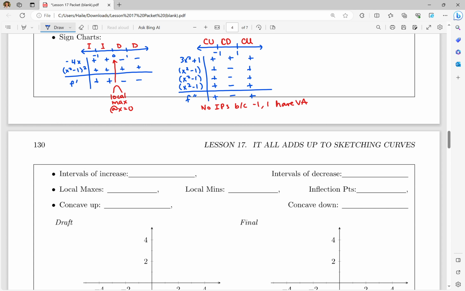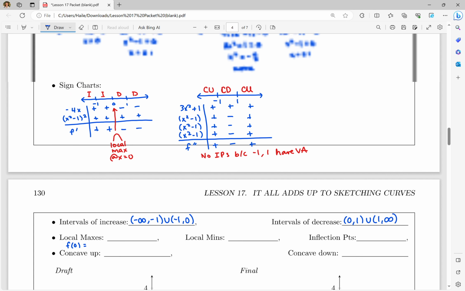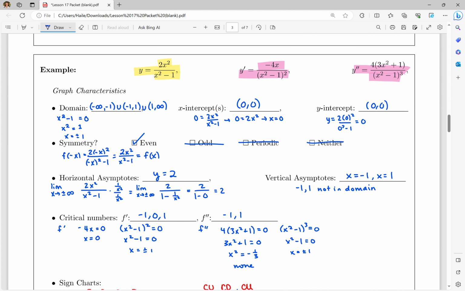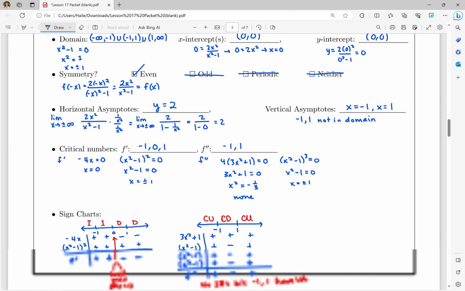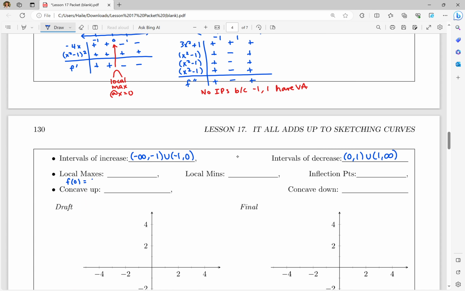So intervals of increase, we have -infinity to -1, union -1 to 0. Intervals of decrease, we have 0 to 1, union 1 to infinity. Local maxes, we have at 0, so f of 0, oh boy, what was f? F of 0 is 0. That was our y-intercept. So our local max is 0, 0. Local min, we have no local min. Inflection points, we have no inflection points.